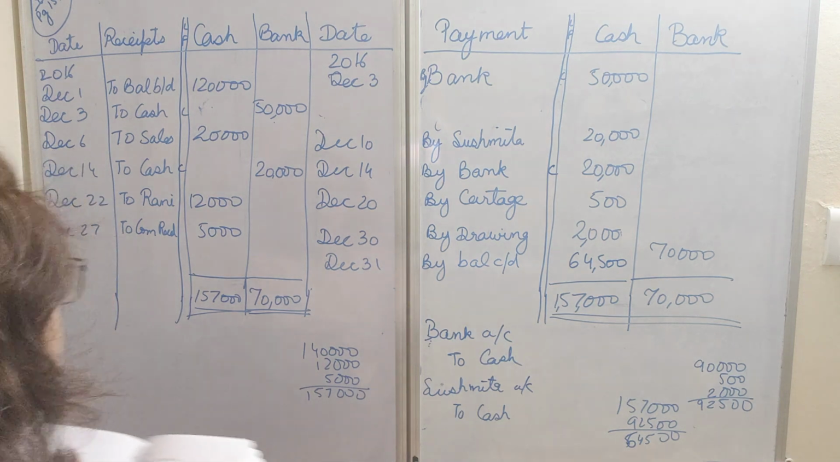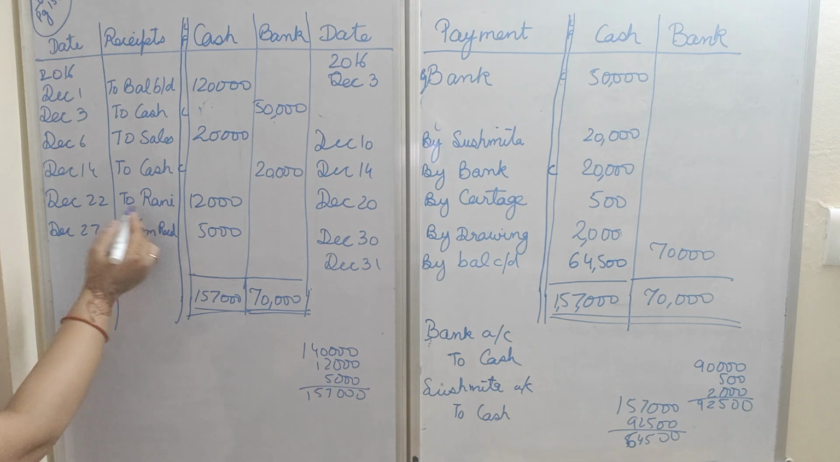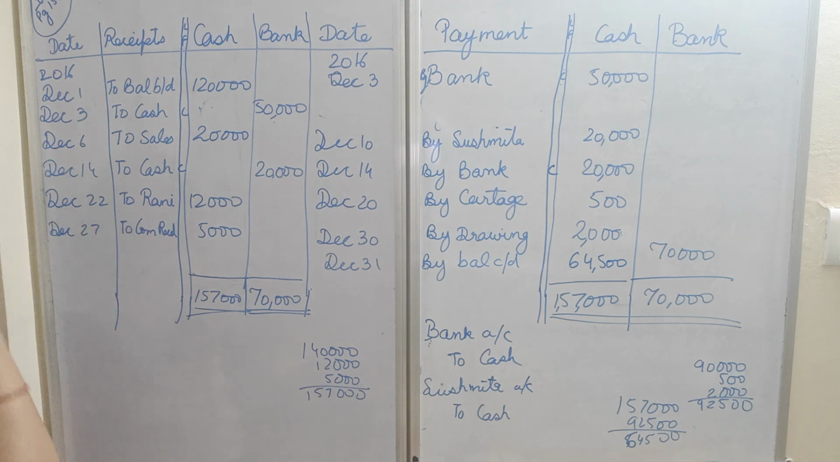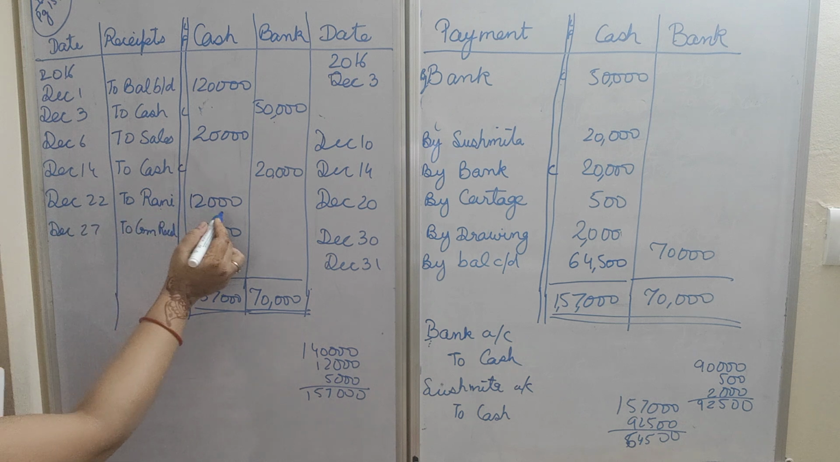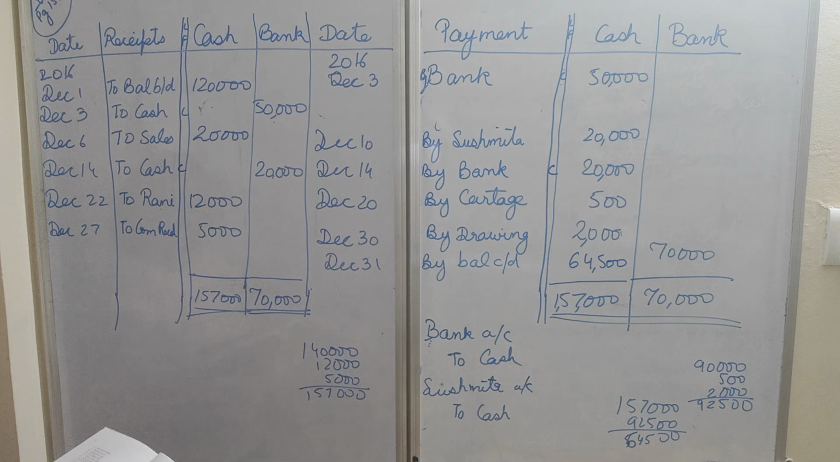Then received cash from Rani. Now this will come in this. Now we have received cash from Rani. So Rani is the giver. So cash account debit to Rani is the journal. So December 22 to Rani in the cash column 12,000.